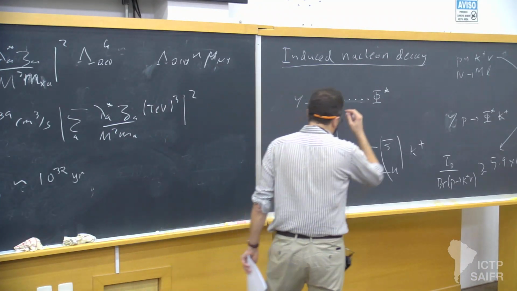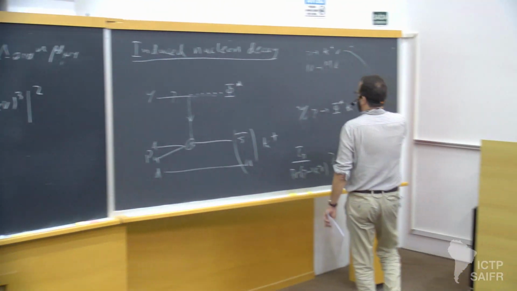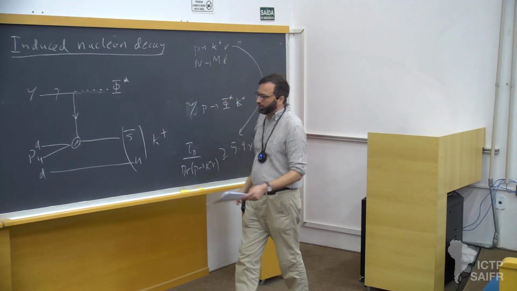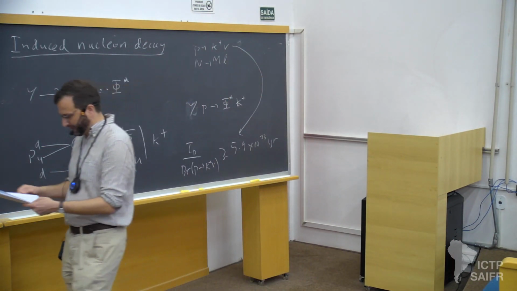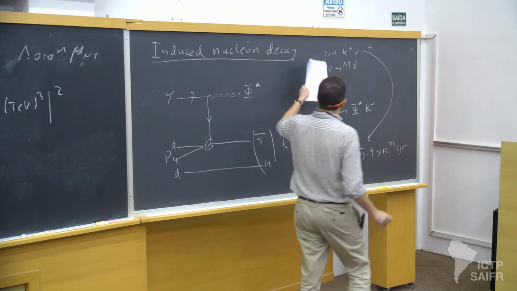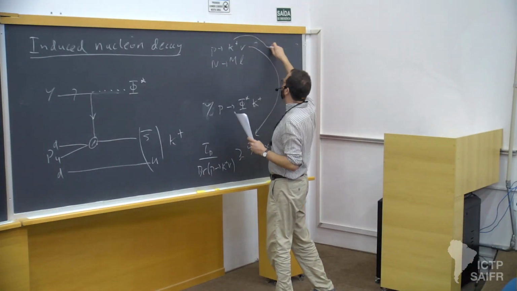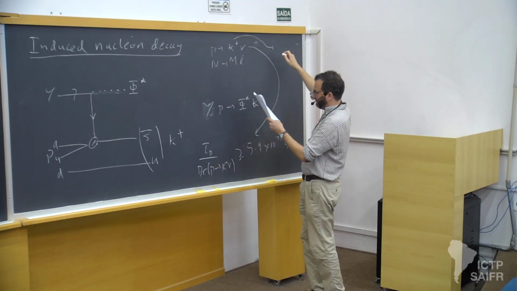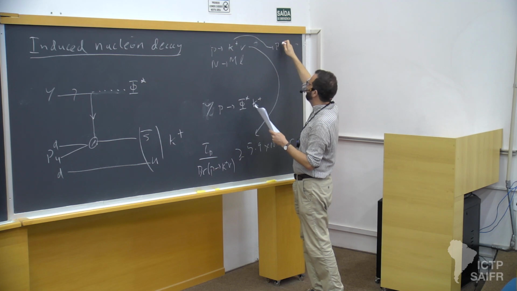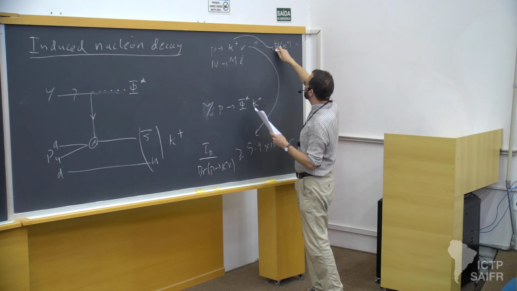But there's a subtlety involved, because here the kinematics are different. For example, in the standard nucleon decay, this is a two-body decay, and this has the momentum of the K plus.